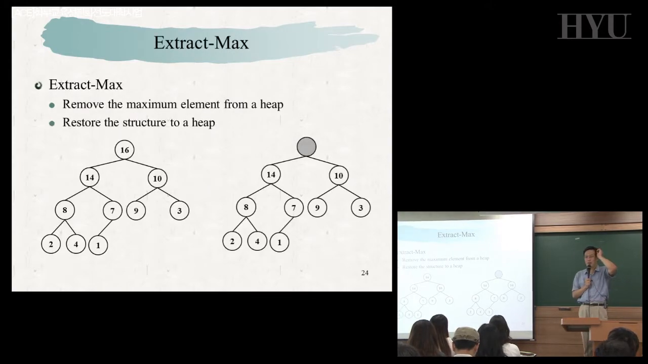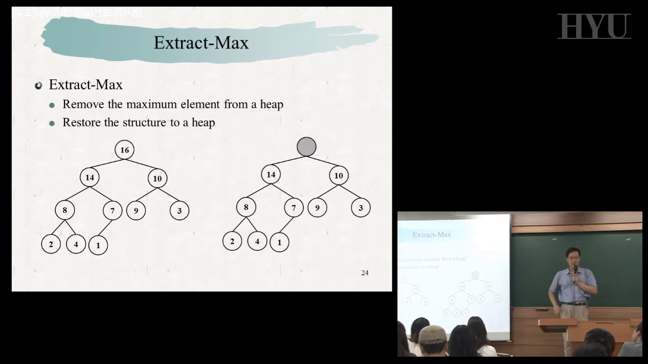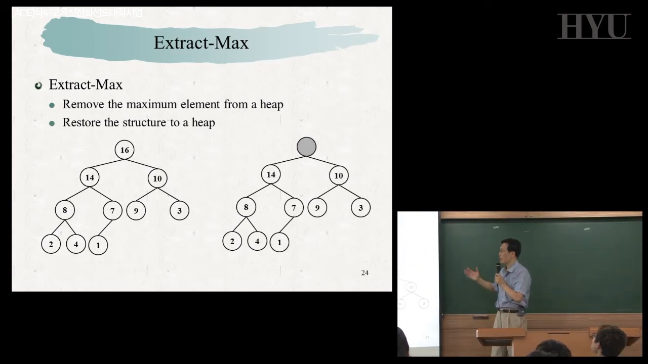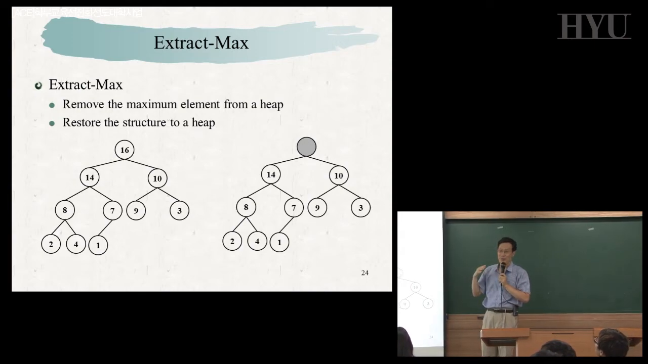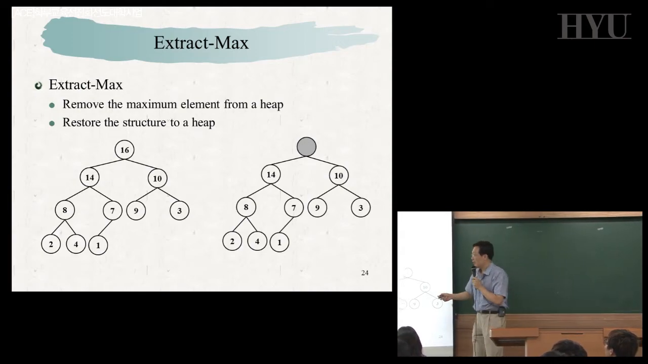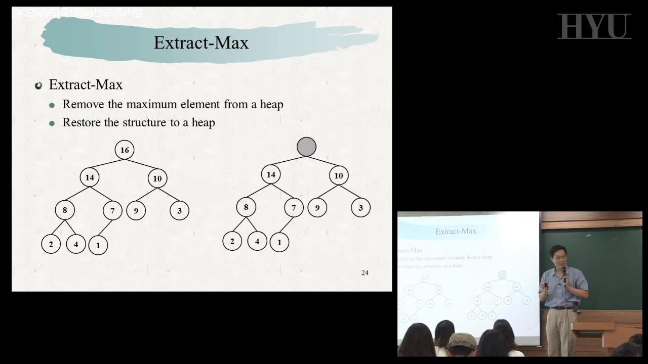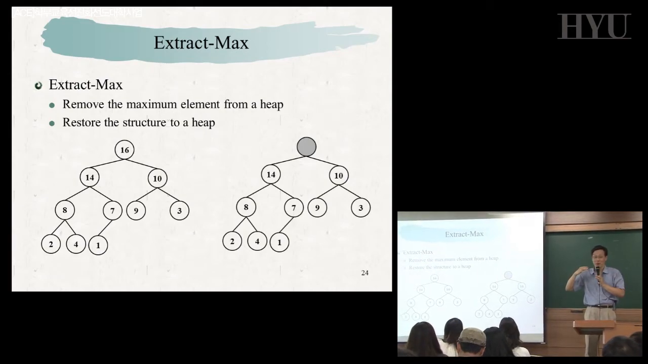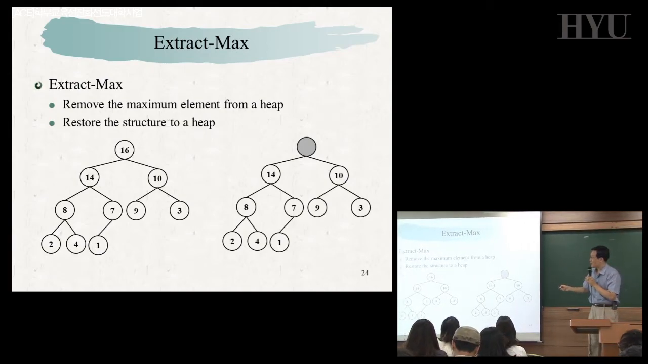Now it's time to explain another procedure, another important procedure. Extract max. The procedure extract max is to remove the maximum element from a heap. And it is very simple. In a heap, in a max heap, the maximum element is stored in its root. So we just remove 16 from the root. And it takes constant time.